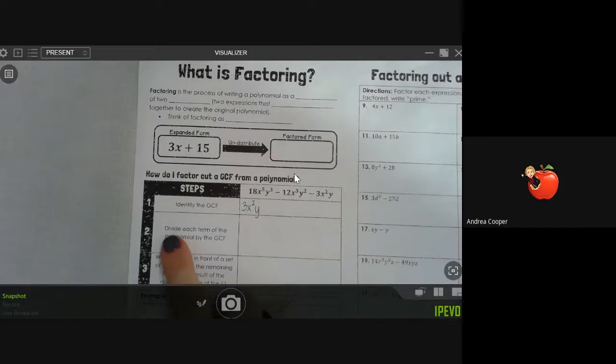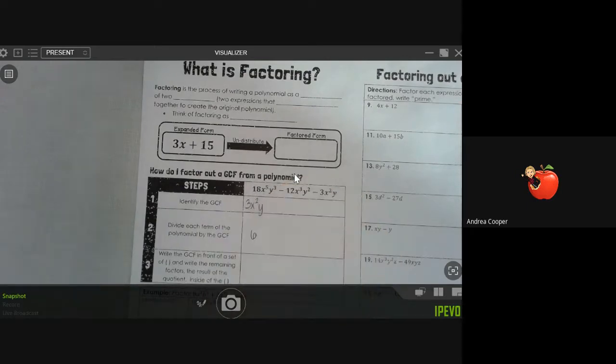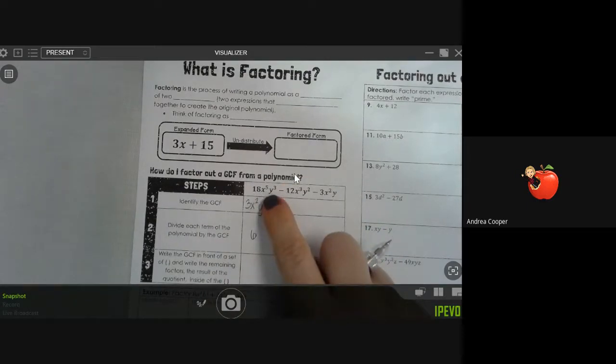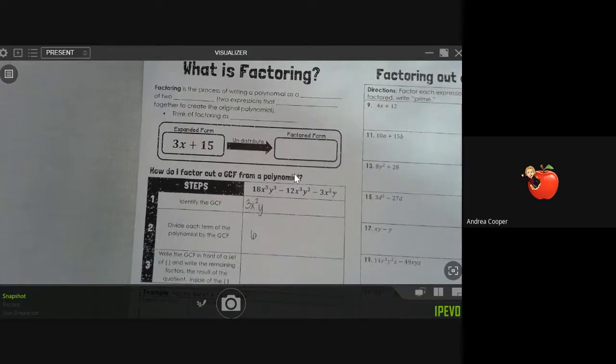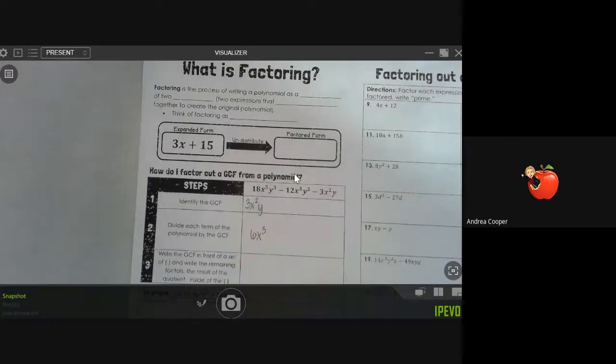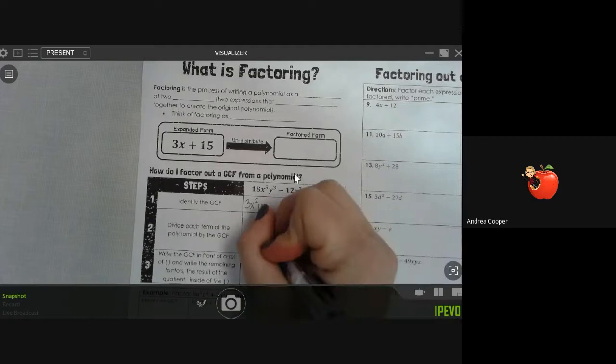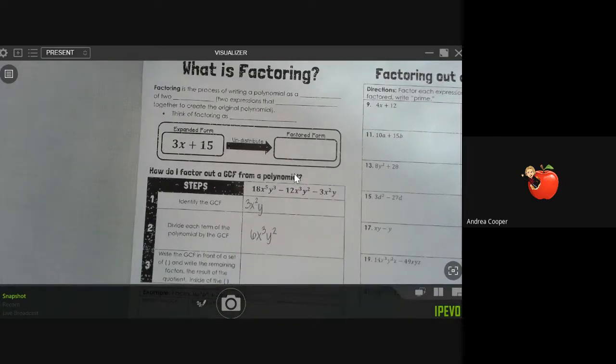Now it says step 2, divide each term of the polynomial by the GCF. So that means I'm going to take 18 and divide by 3. 18 divided by 3 is 6. Boom. x to the fifth divided by x squared, just like what you guys did. Remember, when we multiply bases, we add the exponents. When we divide them, we subtract. So 5 minus 2 is 3. And I have y cubed divided by y, so 3 minus 1 is 2. There's my first term. Everybody okay with me there?